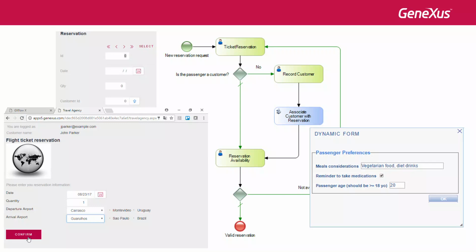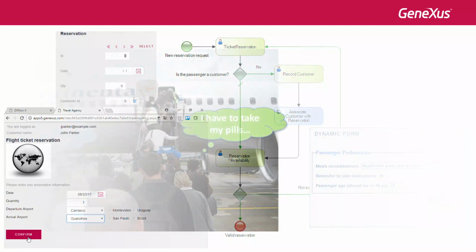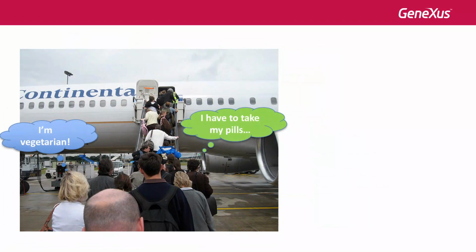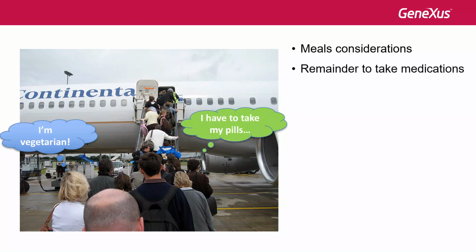Let's explain these concepts further by developing an example. Suppose that the travel agency needs to record some preferences of passengers who hold a ticket reservation. The idea is to record the following: special aspects regarding meals, for example, sodium-free, vegetarian, diet beverages, etc. The passenger needs to be reminded as to specific medicine intakes, or we must record the passenger's age, specifically to confirm the passenger is at least 18 years old.